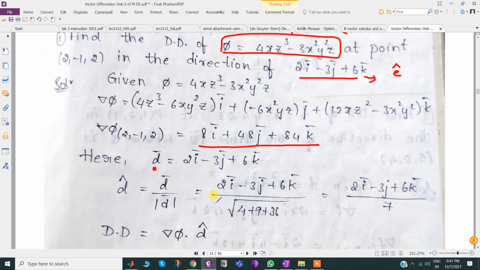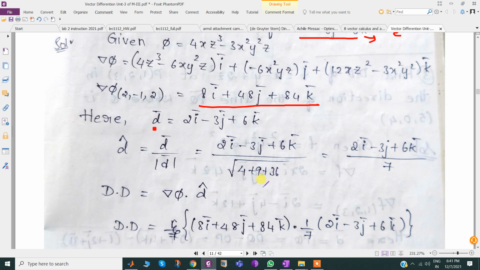Then d cap is equal to dividing the vector by its length. Dividing the vector by its length, so here 2i bar minus 3j bar plus 6k bar by its length, which will be 2 square is 4, 3 square is 9, 6 square is 36. Together 4 plus 9 is 13, plus 36, 49. So the square root of 49 will be 7.